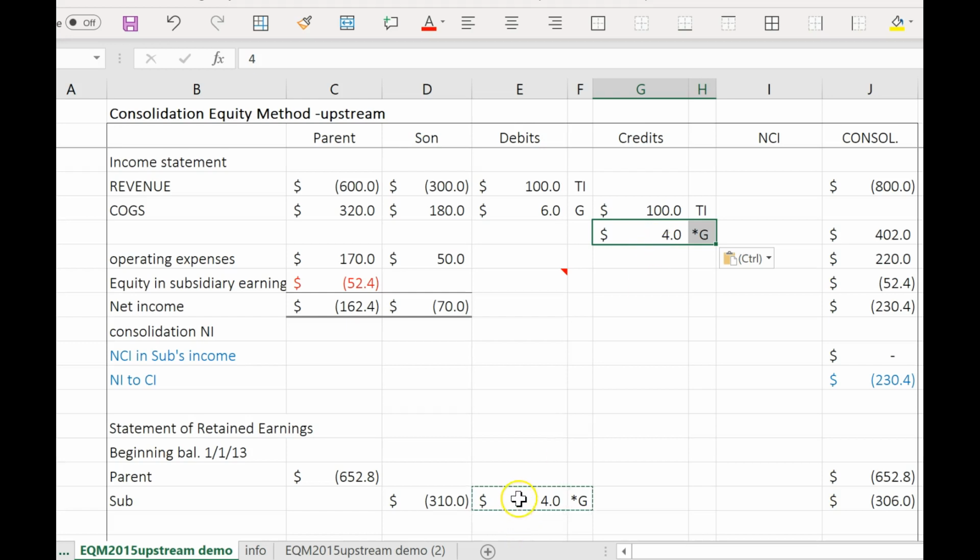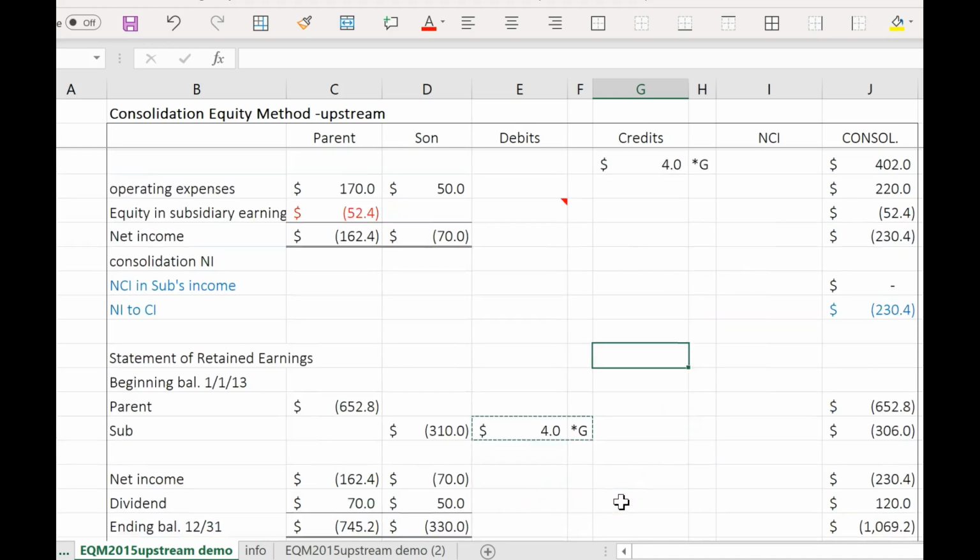Again, I'm debiting the subsidiary's retained earnings 1/1. I'm crediting cost of goods sold. If it's a downstream case, I'm debiting investment for 4,000 and crediting cost of goods sold for 4,000. Okay, but this is an upstream case. All right, this is TI, G and G star.